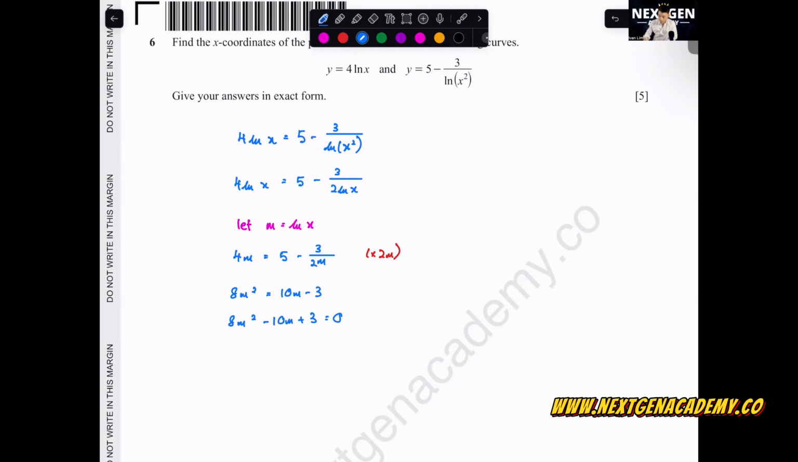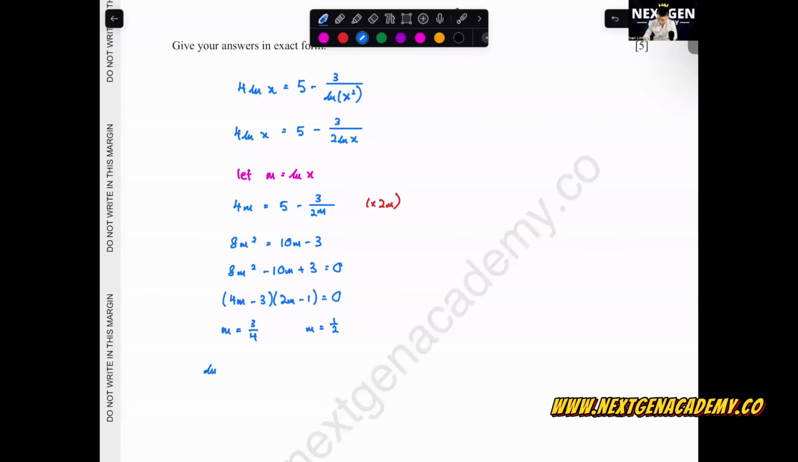Okay, now let's factorize this. We will get 4m minus 3, 2m minus 1 equals 0. m is 3 over 4, m is 1 over 2. We're going to convert it back to ln x. Ln x equals 3 over 4. Ln x equals 1 over 2. Since they want the exact value, we just change the ln. We inverse ln to become e. So x is equal to e to the power of 3 over 4. x is e to the power of 1 over 2.